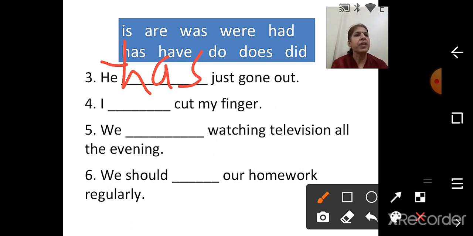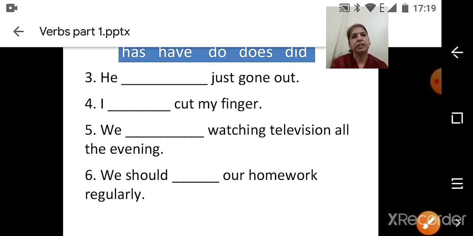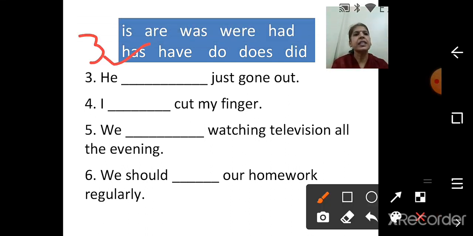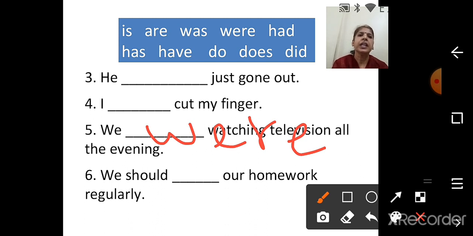Okay, next one. I dash cut my finger. What will come? I have. I have cut my finger. So this is the third answer, and have is the fourth answer, right? Now the next one is: we dash watching television all the evening. With we, what will come? We were. We were watching television all the evening.